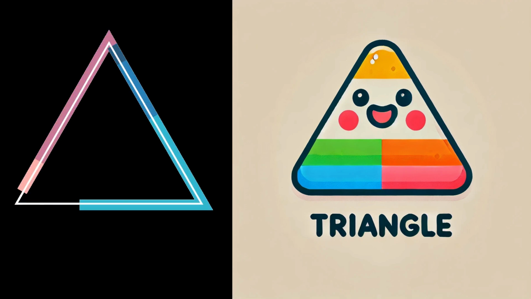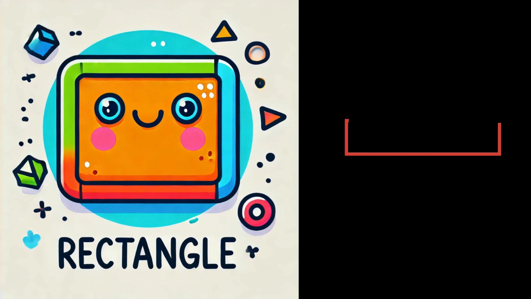Triangle. Here's a triangle. It has 3 sides, just like a slice of pizza or a mountain. Can you make a triangle with your hands? Try it. Activity: connect the dots to form a triangle and color it in.